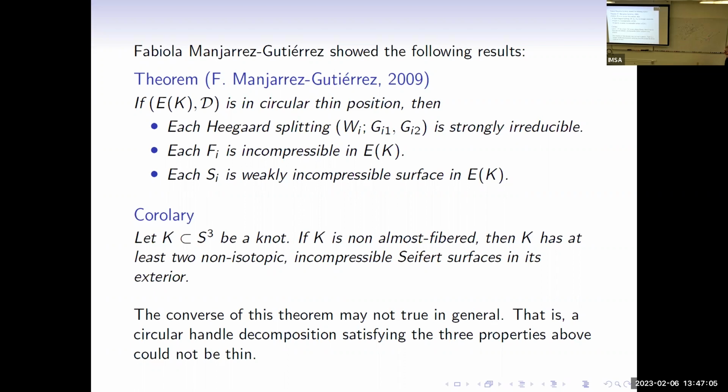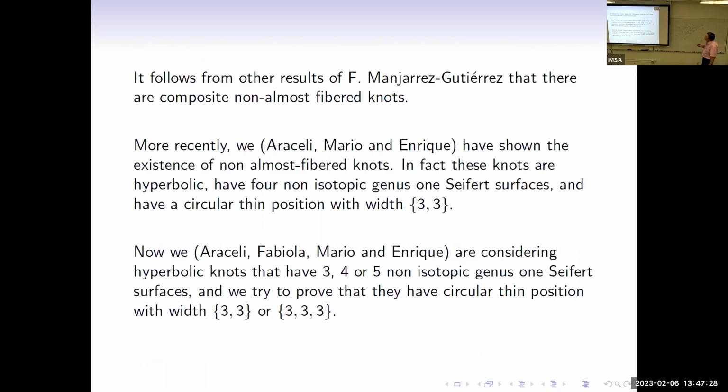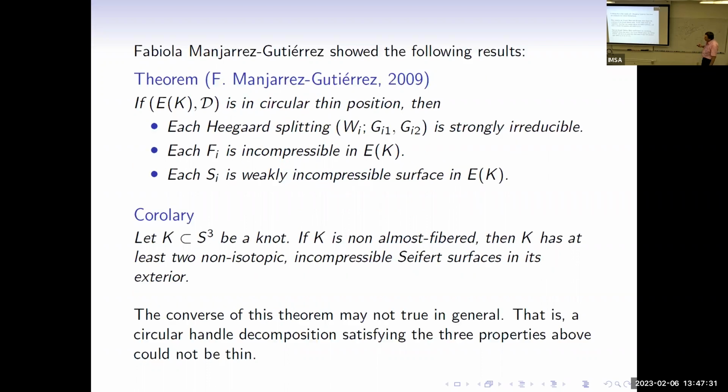So in other words, if we have a non-almost fiber knot, the knot Kakimizu complex must have at least one edge. Then we have to find... And we are interested in proving the existence of non-almost fiber knots.